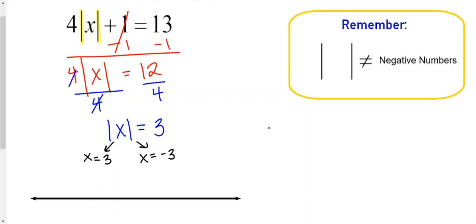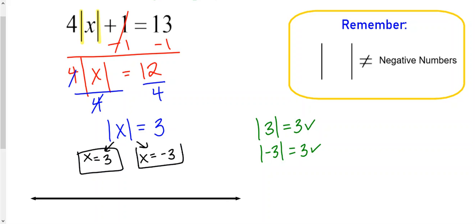And over to the side, I'll explain that. If I were to plug in 3 into this problem, the absolute value of 3 does equal 3. So yes, it works. And if we plug -3 in, the absolute value of -3 does still equal 3. That's why absolute values will have 2 answers. So both of these answers, x equals 3 and x equals -3, are my answer.